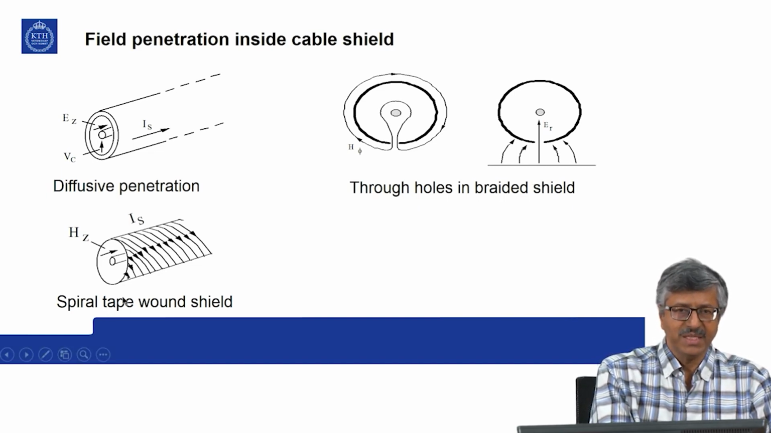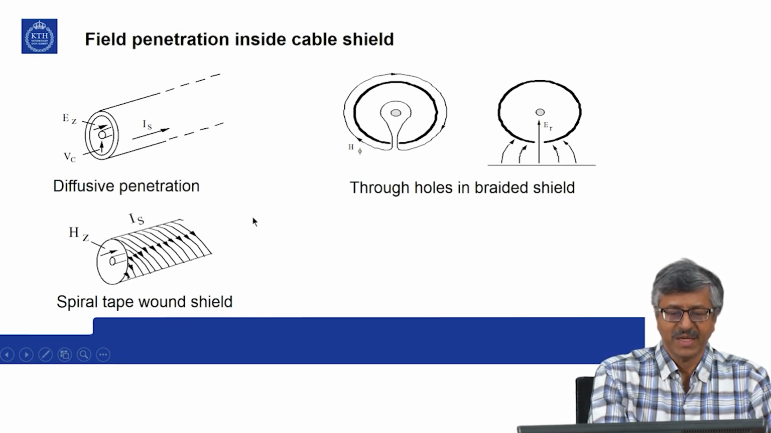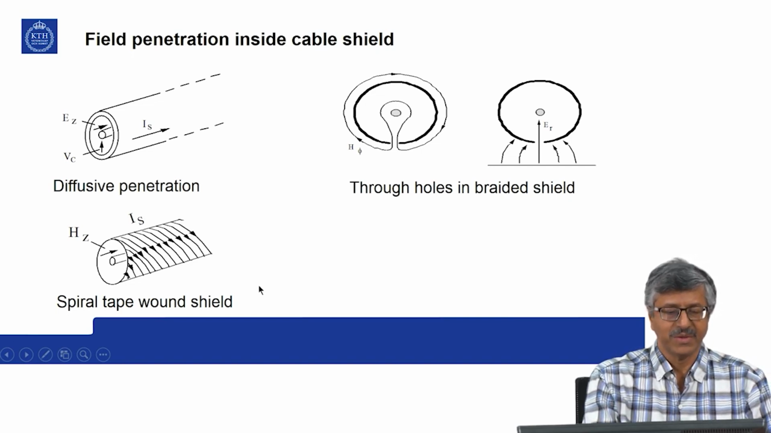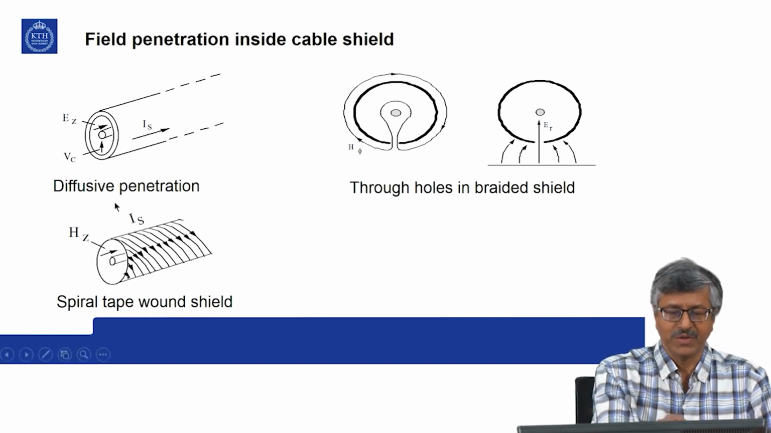And sometimes the shield is in the form of tape that is spiraling around it. So, the currents on it will have a spiraling track because of that, and this will create an unbalanced magnetic field inside, and this unbalanced magnetic field can create a current in the inner conductor. So, this is a special case for spiral wound tape wound shield. So, in all these 3 shields, whether it is solid, braided or spiral wound, you will have diffusive penetration.